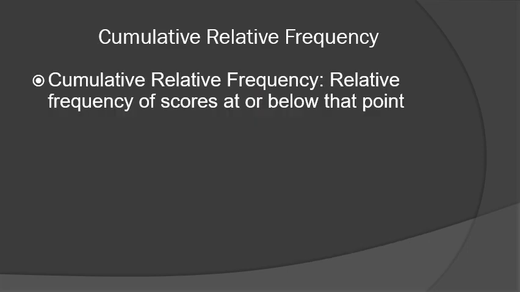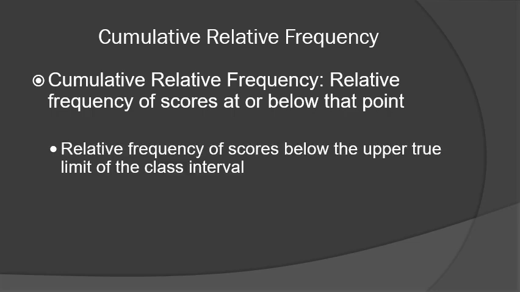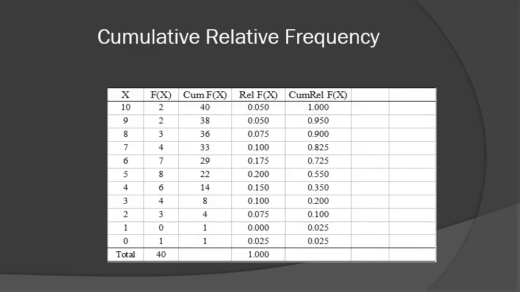Okay, next is cumulative relative frequency. So just like we took our cumulative frequency and we took everything at and below that point, we take our cumulative relative frequency by taking the relative frequencies at and below that point. So cumulative relative frequency is everything at and below that point. Looking at that here, we've got our cumulative relative frequency. It's everything at and below that point.